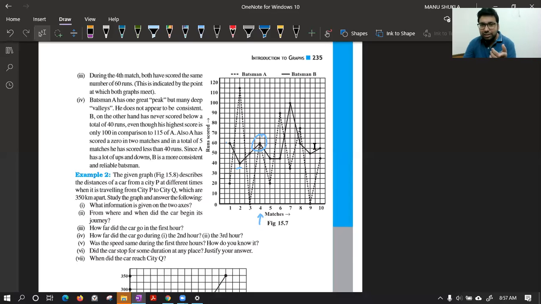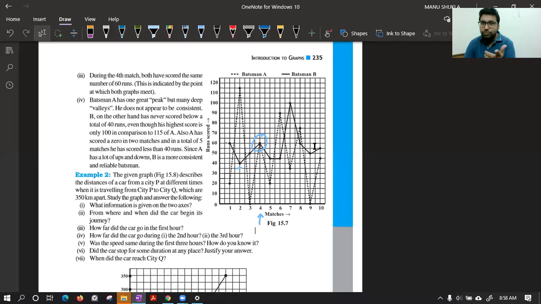If you see batsman A, sometimes he is scoring 0. In the third match, he has scored 0. In the second match, he has scored 110, 120. So he is like our Sehwag. Sehwag also, in some matches, if he clicks, he is the best batsman. But at the start, if he gets out, that is also possible. When Sehwag was playing, it was like that only. So he got ducks 2 times. He is like a hitter in the match, no? He is only there for hitting. That is why he is not that consistent.